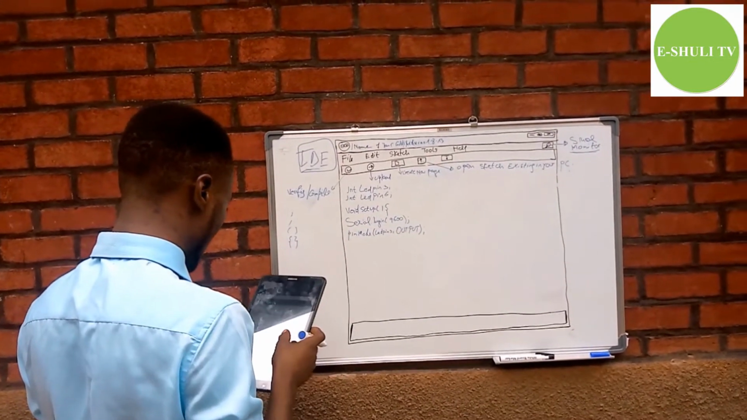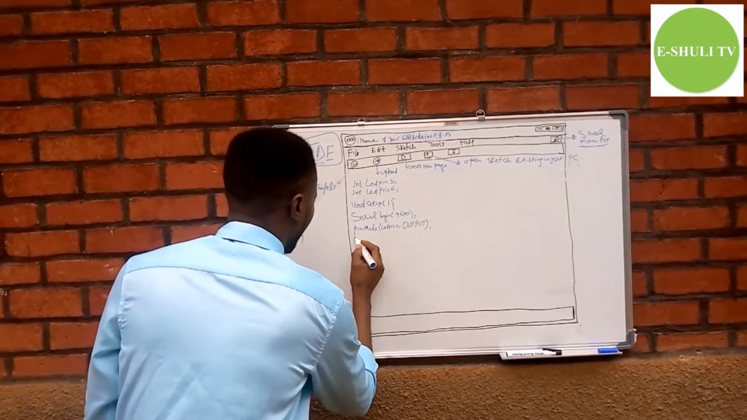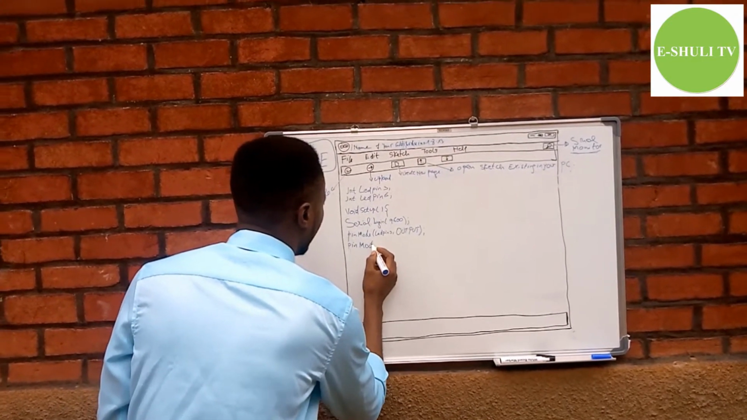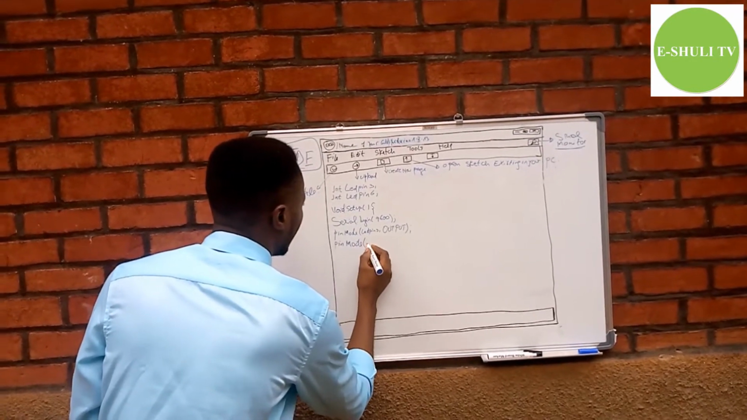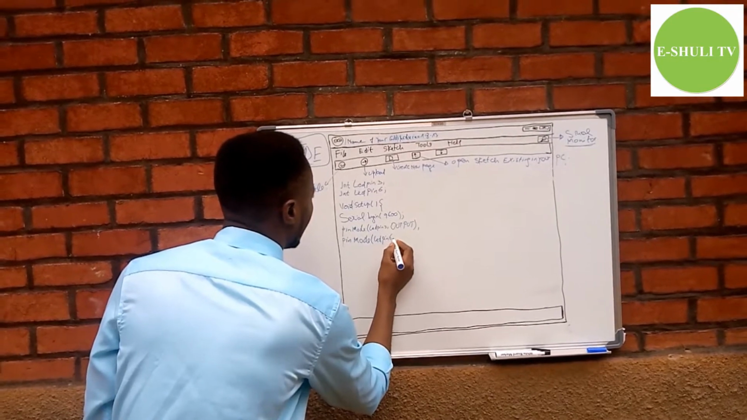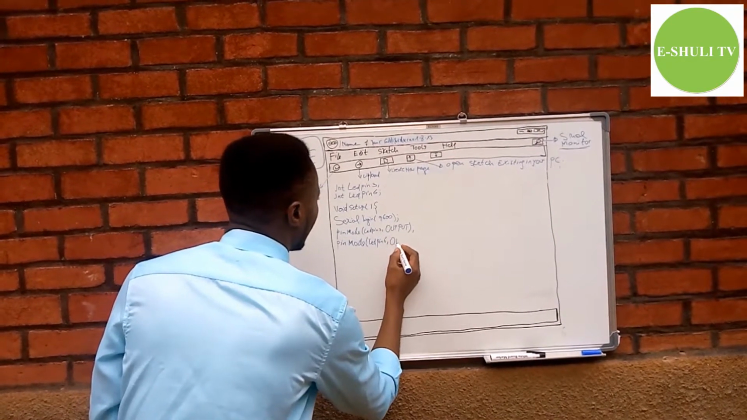Then write pinMode, and red pin 6 is also output.